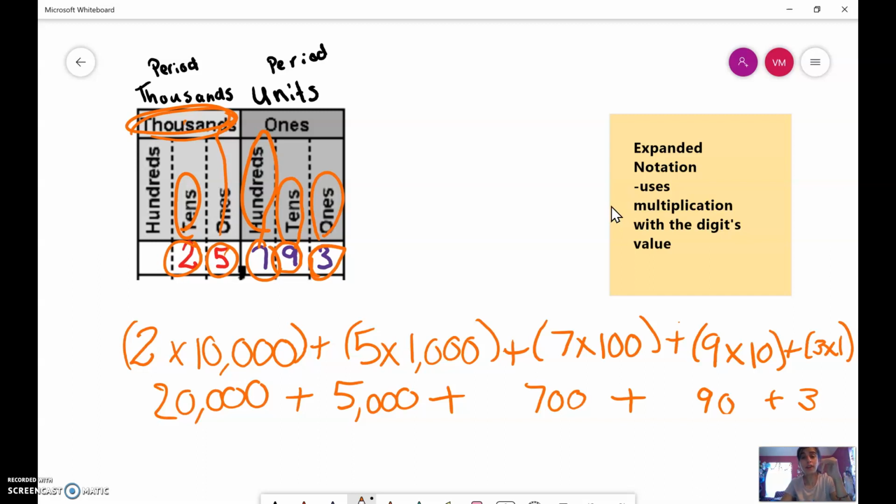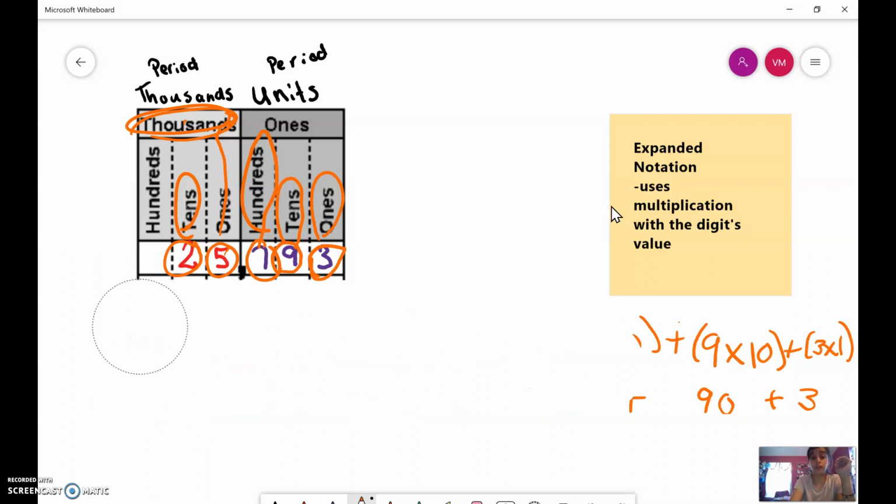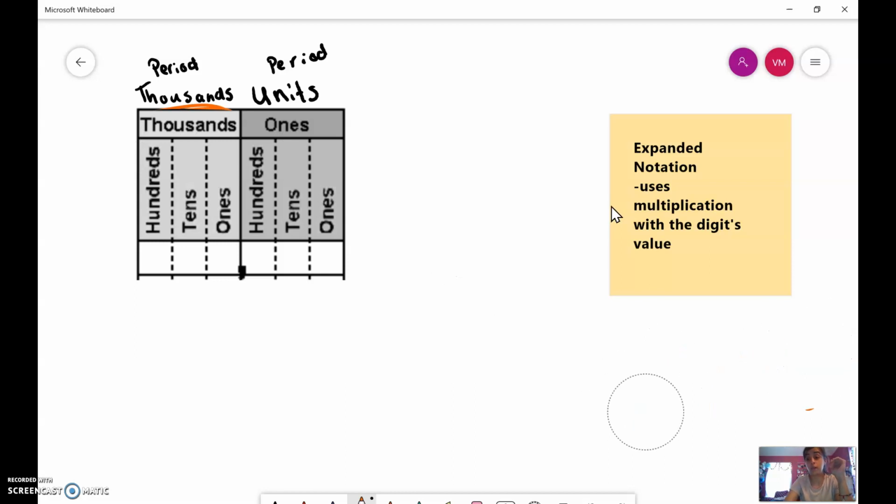So I'm going to do one more example of expanded notation. Okay, so I'm going to erase this. This is gone. I'm still going to keep my periods in my little notes. So expanded notation uses multiplication with the digit's value. Okay, so I'm going to put another number. I am putting 12,504. And I put everything in the same color. Now I'm going to look at it closely.